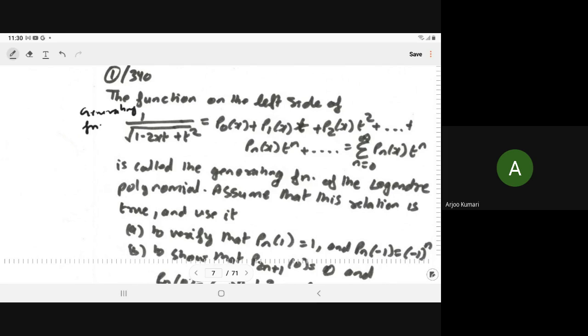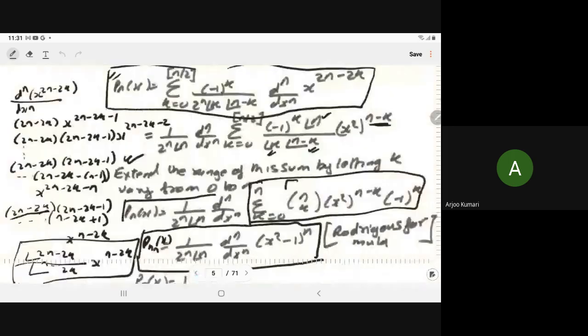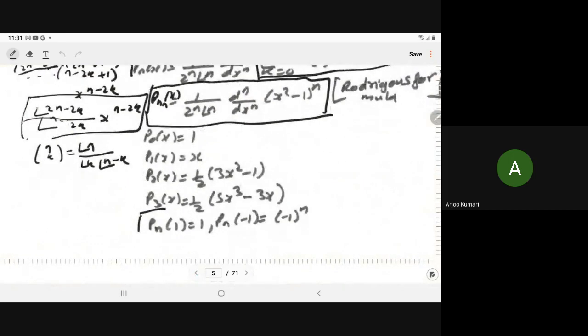P2(x) t square plus ... Pn(x) t^n, or this can be written as summation n is equal to 0 to infinity Pn(x) t^n. So in the previous part, you have seen that all the Pi's, whatever Pi you have drawn here, are polynomials. All are polynomials.